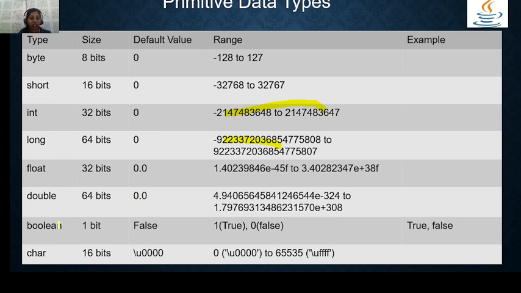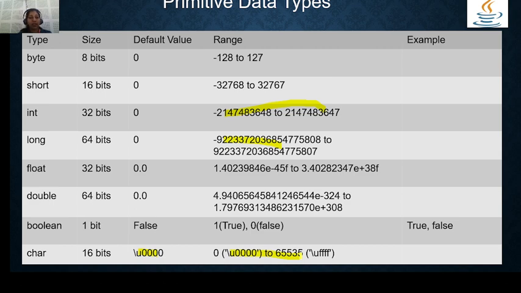The next one is boolean. Boolean is used to define the true or false data type. It has 1 bit memory and the default value is false. If you are not giving any value, then by default it will be false. So example will be true or false. So 1 is for true, 0 is for false. The next is char. Char has the size of 16-bit. This has a default value and the range is 0 to 65535.